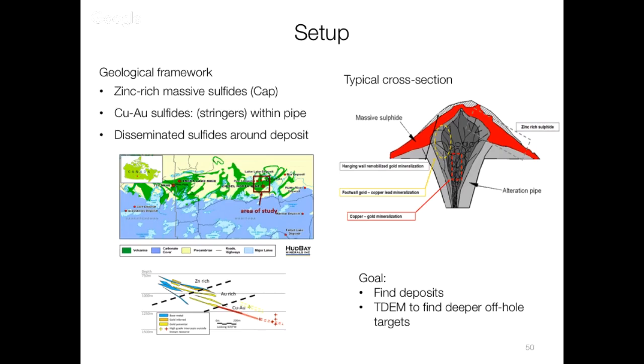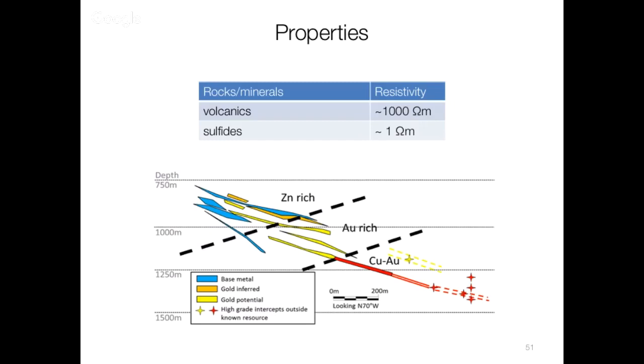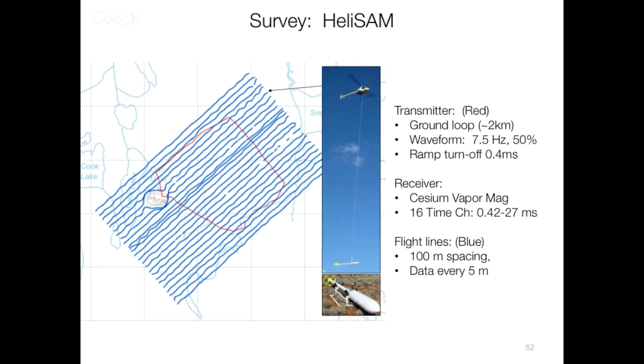So, what are our properties? Just to keep it simple, basically it's volcanic background. Don't you wish you had that here? 1,000 ohm meters, and you've got sulfides of 1 ohm meter, and as I say, they exist in these stringer zones.